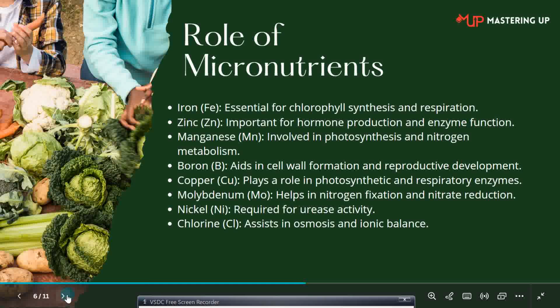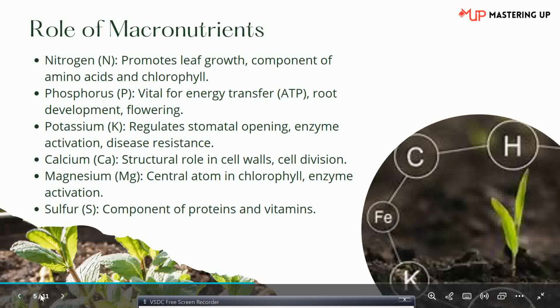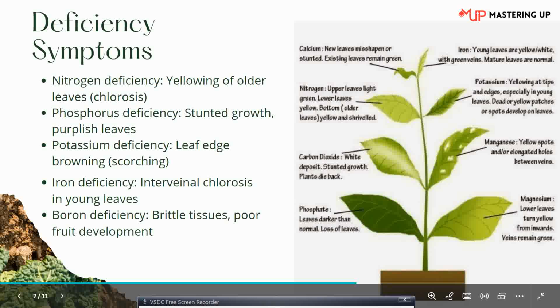So these are the roles of the major micro and macronutrients. You can take a screenshot and learn it. Now, deficiency symptoms. When we are growing a plant and we see differences in its growth, we need to provide the nutrients externally to help growth. For that, we need to identify the deficiency symptoms of the nutrients.